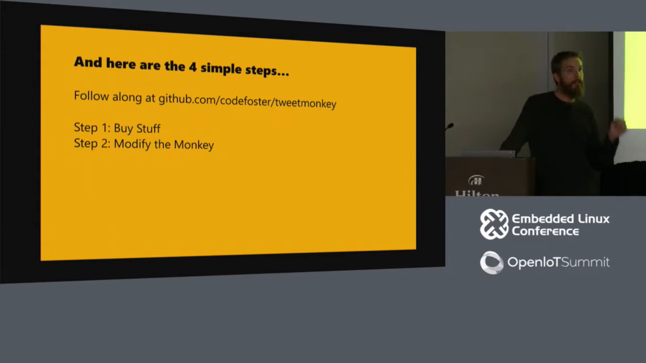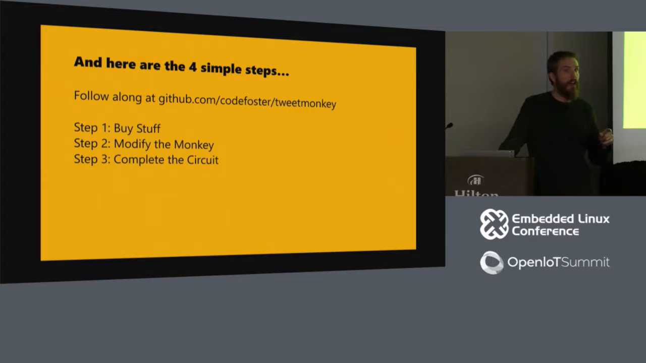Step two, we're going to have to take this physical thing, this monkey in this case, and modify it somehow. In this case, we've got to find out how it works, intercept a circuit, and facilitate communicating with this monkey by way of a logical electronic circuit. So we'll look at that.